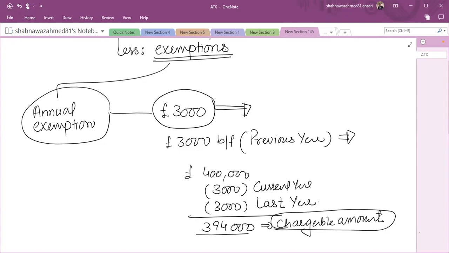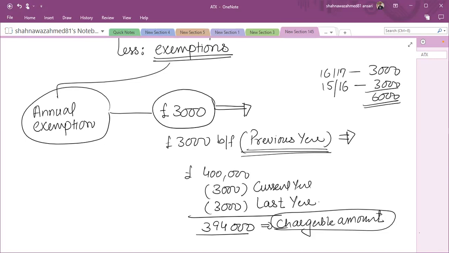Now you have to carefully identify whether this 3,000 in the current year is available, or whether the last year's is available, or whether it has already been used. Only 1 year brought forward is allowed, just 1 year. So if the year of gift is 16-17, take 3,000 of this year and then check the previous year. If it is available, take 6,000. If it is not available, then use the current year only. And this is the current year exemption. This is not given on each item.